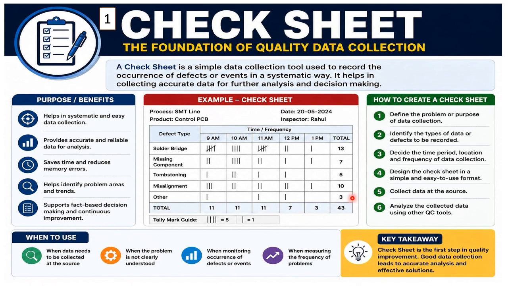Creating a check sheet is simple. First, define the problem, identify the data to collect, decide the inspection period, design a clear format, collect data at the source, and then analyze the results using other QC tools like the Pareto chart or Fishbone diagram. Remember, without accurate data, no quality analysis is reliable. That's why the check sheet is always the first step toward effective quality improvement.